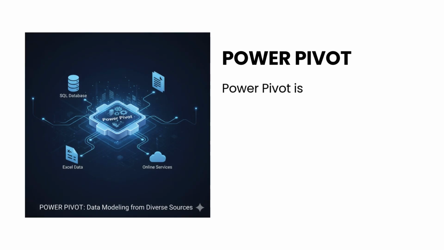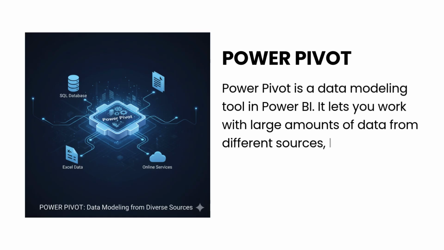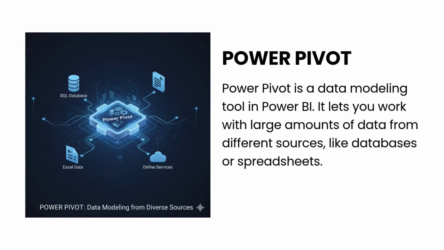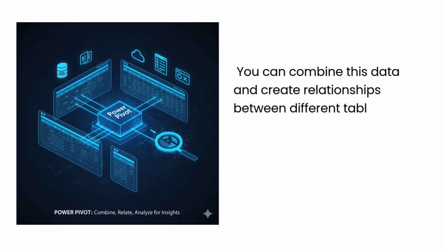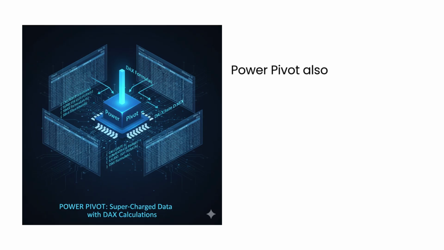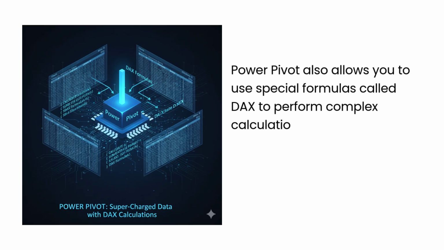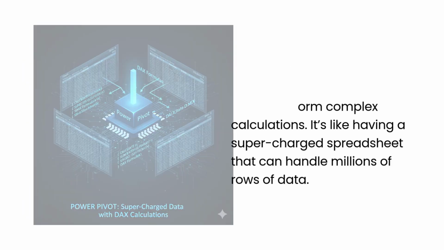Power Pivot. Power Pivot is a data modeling tool in Power BI. It lets you work with large amounts of data from different sources like databases or spreadsheets. You can combine this data and create relationships between different tables. This helps you analyze information more deeply and find useful insights. Power Pivot also allows you to use special formulas called DAX to perform complex calculations. It's like having a supercharged spreadsheet that can handle millions of rows of data.